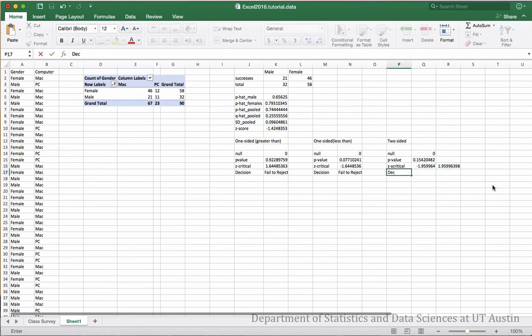And for our decision, notice that our critical value of negative 1.96 is smaller than our z-score. Another way you can think about that is our z-score does not exceed negative 1.96 or positive 1.96. It falls in between that. So our decision is fail to reject, concluding that there is no evidence of a difference between the proportion of Mac users of males compared to females.